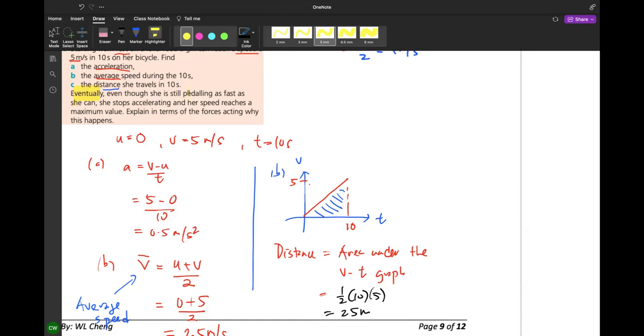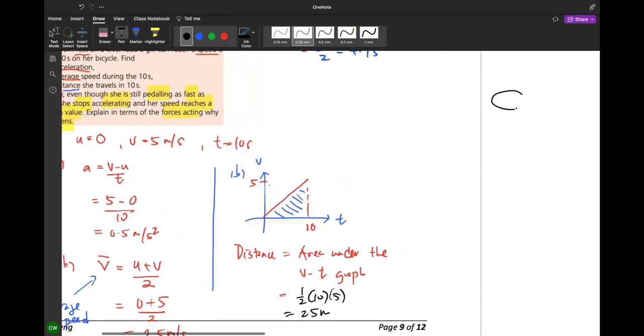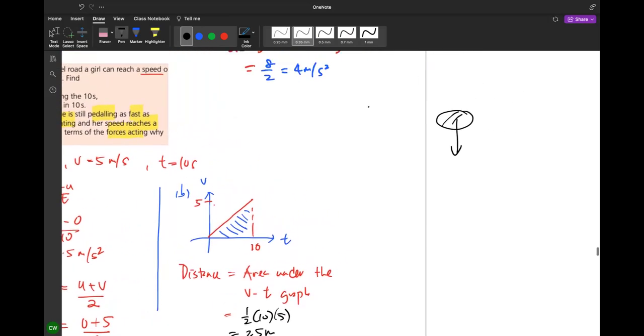Even though she's pedaling as fast as possible, she stopped accelerating and her speed reaches a maximum value. Explain in terms of forces acting, why does this happen? So there is a concept. Do you remember, if let's say you jump from somewhere, or you jump from the aeroplane, what happened to you?